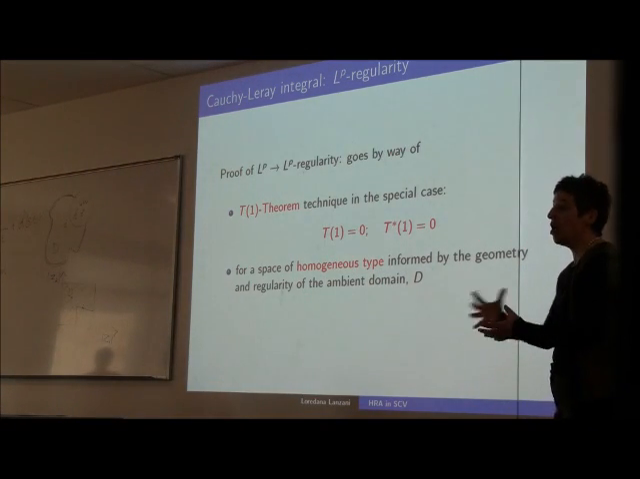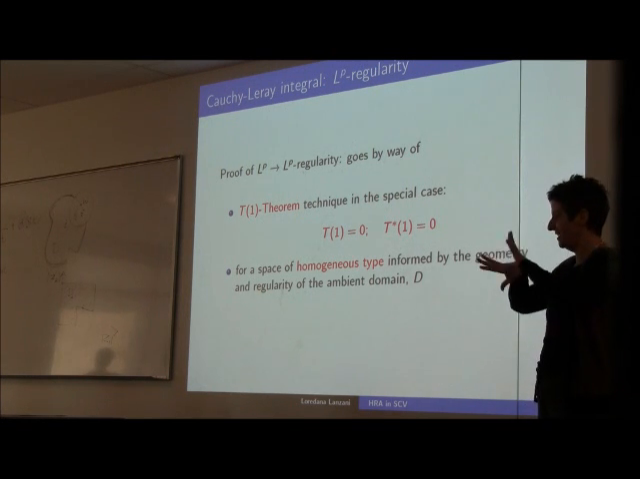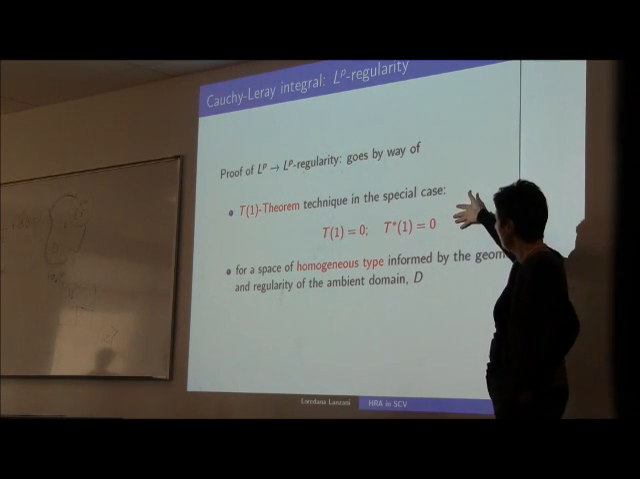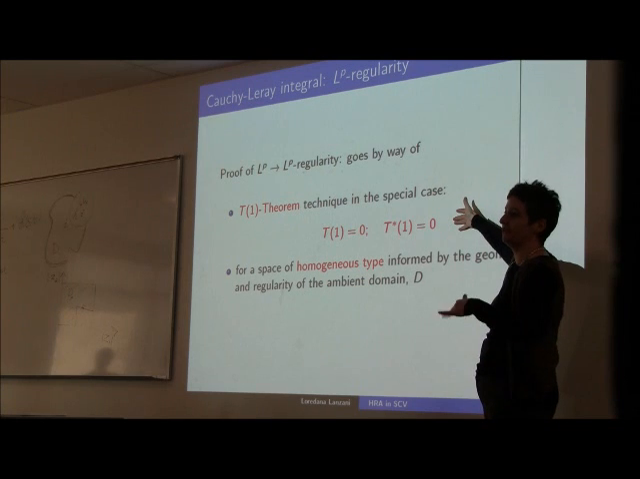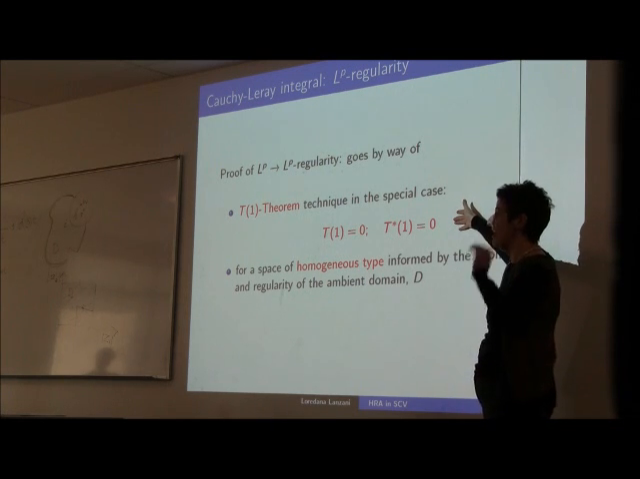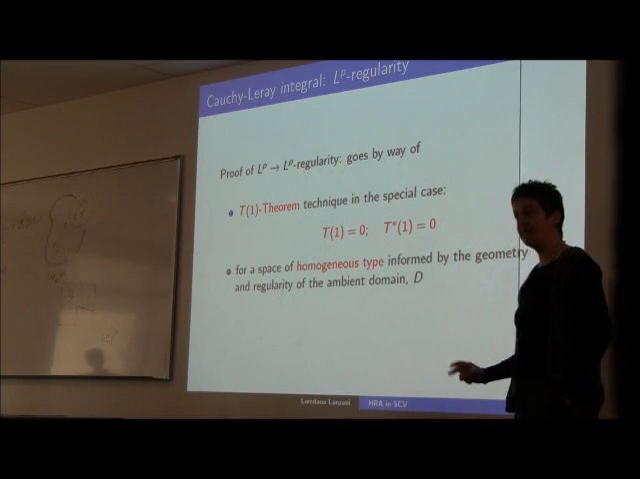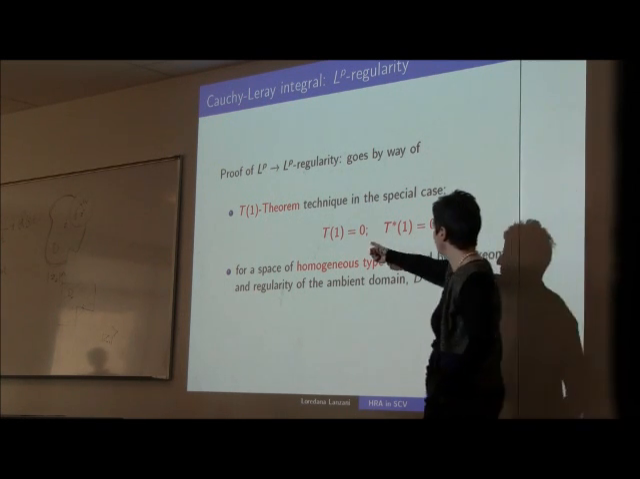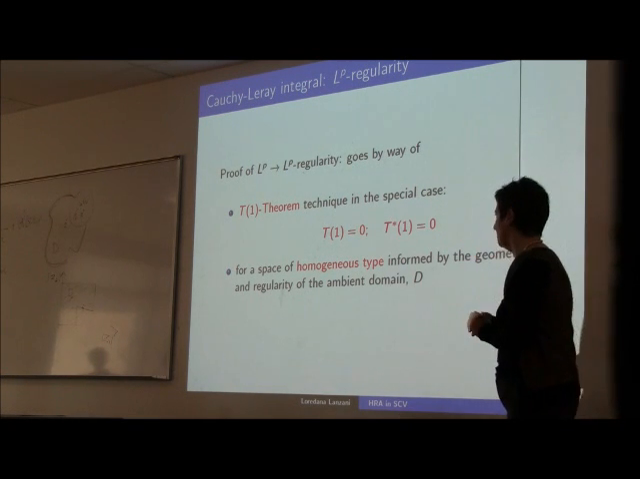As far as the technology, as we said, this osculation by model domain techniques doesn't work anymore in this context. Instead, we borrow a technique that was developed in real harmonic analysis starting from the 1980s and enjoying great developments to this day, what people call a T of 1 theorem technique. In the special setting when T of 1 is 0, T star of 1 is 0, which is a special situation I'll describe in a minute.